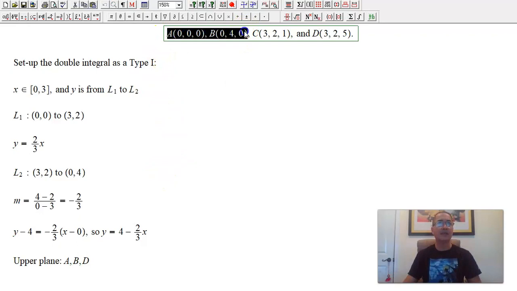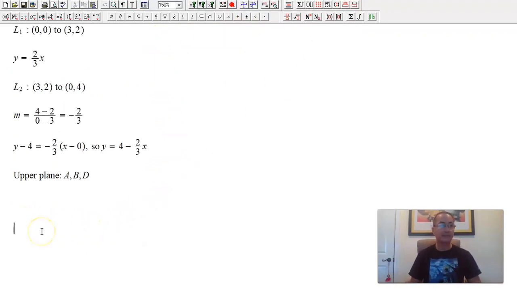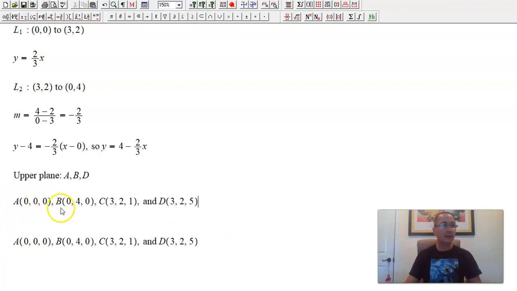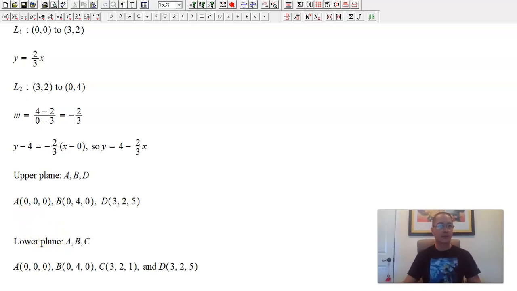You know what? Let me copy these points down here because we're going to need them for the lower plane. ABD. And the lower plane was ABC. So let's put that over here.